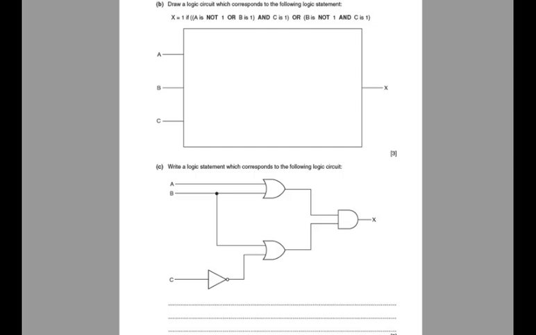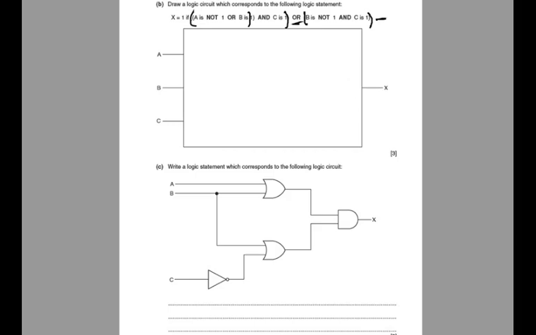Now we can move on to part B of the question, and this one says draw a logic circuit which corresponds to the following logic statement. For this one we have our logic statement here and we need to draw it on. What I'm going to do is look for the central gate. There's always one gate that goes here, and we're looking for a gate where there's 2 inputs. You can tell by the brackets that there's 2 inputs: there's brackets here and here. So that's our central gate there, our OR gate.